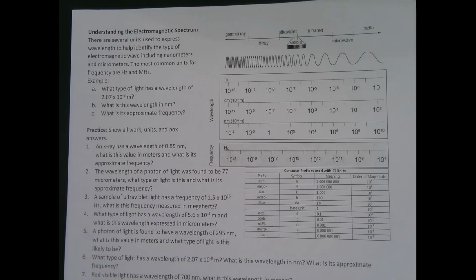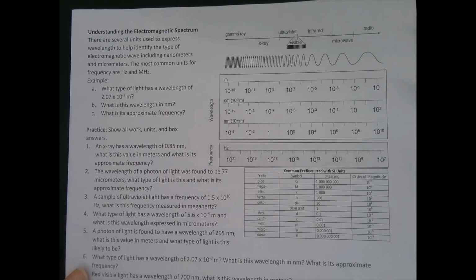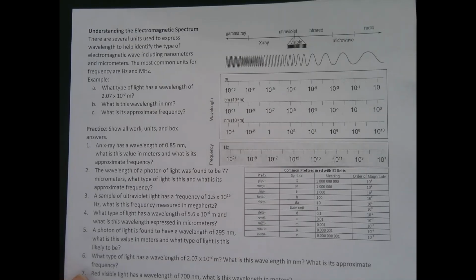Okay, so we're going to be figuring out the connections between wavelength, frequency, and type of electromagnetic waves, and we're going to do this by doing some metric conversions and then also using our chart to make some approximations. There are several units used to express wavelength to help identify the type of electromagnetic waves, including nanometers, micrometers, picometers, and such. The most common units for frequency are hertz and megahertz, like you have a frequency on the radio.